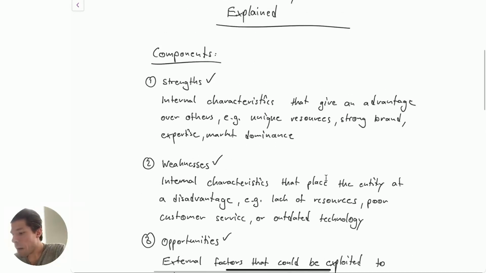So what is it all about? It breaks down the situation, the business, into 4 components. The first one, strengths, internal characteristics that give an advantage over others. For example, if your business has unique resources, a strong brand, expertise, or market dominance, this is all positive and it all comes from an internal perspective. These are all internal factors. So the first component is strengths.